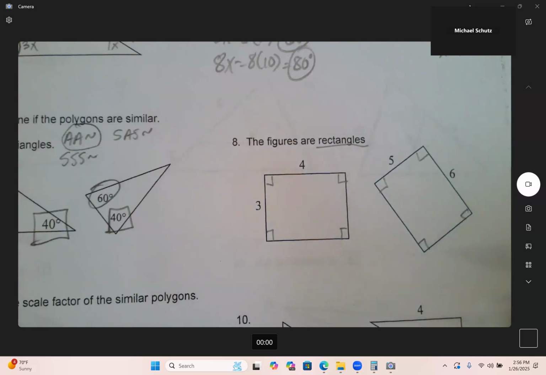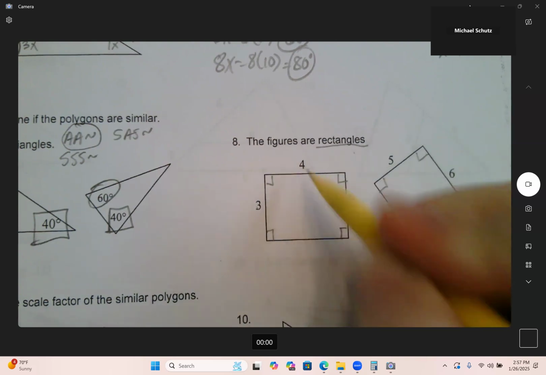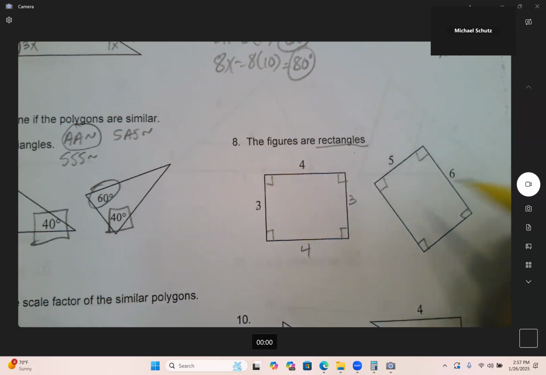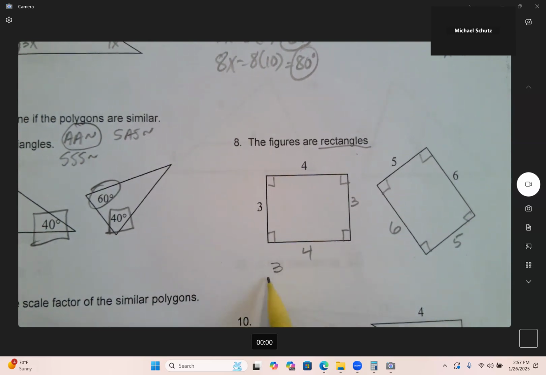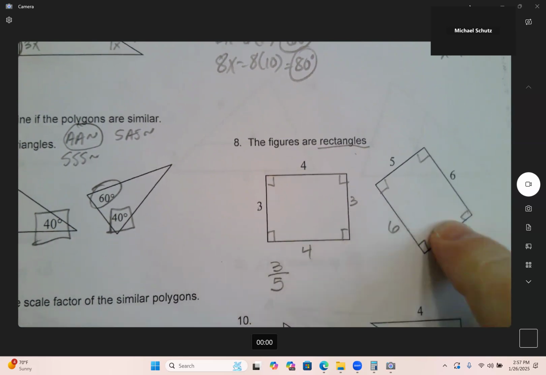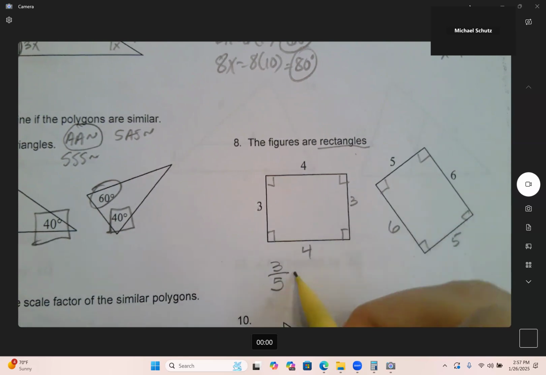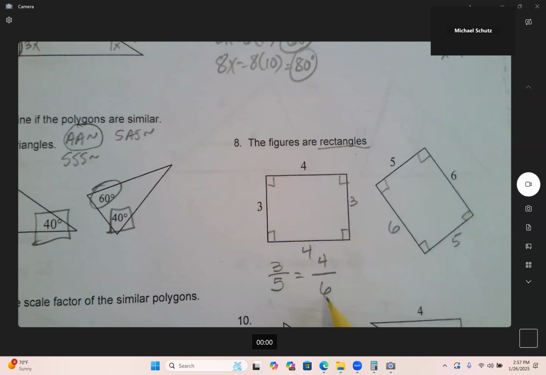And then we need to do the ratio of the sides. Now, if this is 3, this has to be 3 for a rectangle. If this is 4, this has to be 4. Same thing on this one. This is going to have to be 5, and this is going to have to be 6. So what I have to do is the ratio of the corresponding sides. The smaller side is 3 on this one. The smaller side on the other one is 5. And that needs to equal the ratio of the larger sides, 4/6.